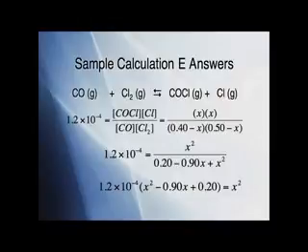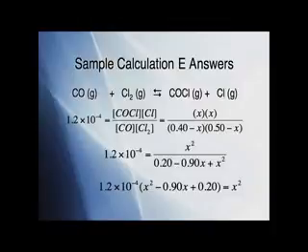So we're going to take our values from the ICE chart that we've done and put them into the equilibrium constant expression. So our K sub C value is 1.2 times 10 to the negative fourth, and that's going to be equal to the product of the concentrations of our products on top, which is COCl times the concentration of Cl, divided by the product of the concentrations of our reactants, which is the concentration of CO times the concentration of Cl2.